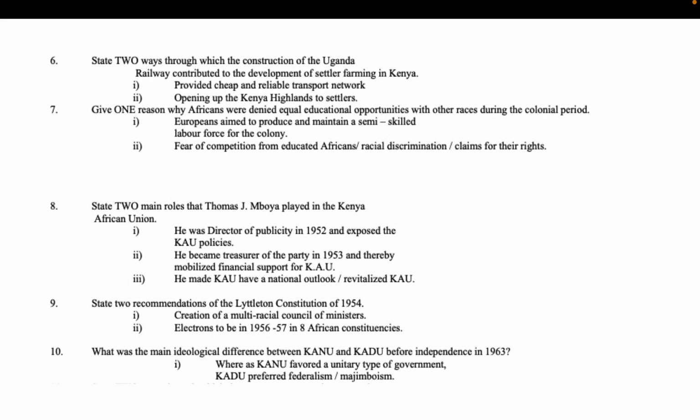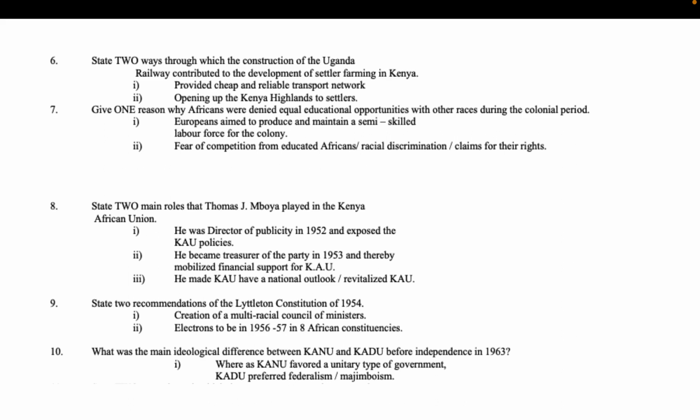9. State 2 recommendations of the Lyttelton Constitution of 1954. I. Creation of a multiracial council of ministers. II. Elections to be held in 1956-57 in 8 African constituencies.